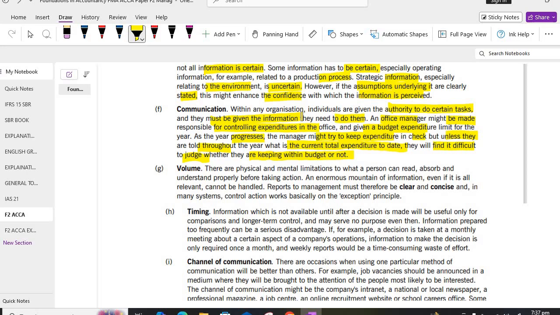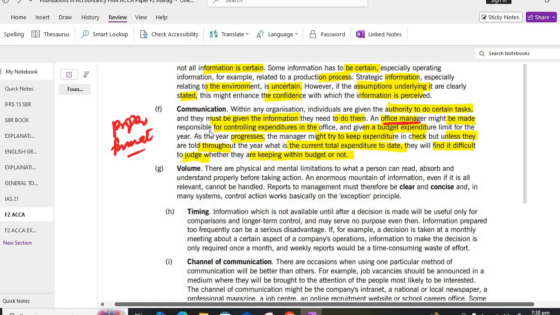So this simply means that the information must reach the right person at the right time, in the right format. So this means that the information which is required for this office manager should reach this office manager on time, and in the proper format which is readable and understandable for this office manager.